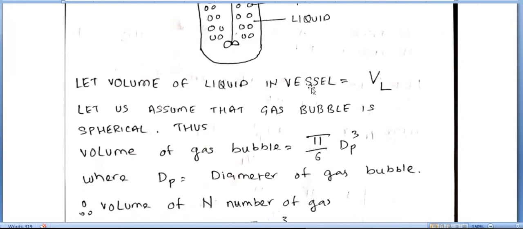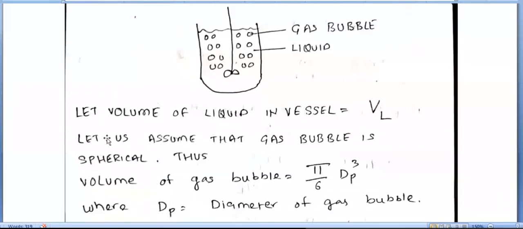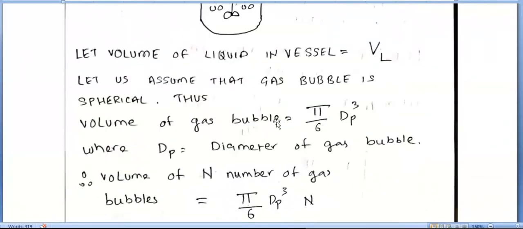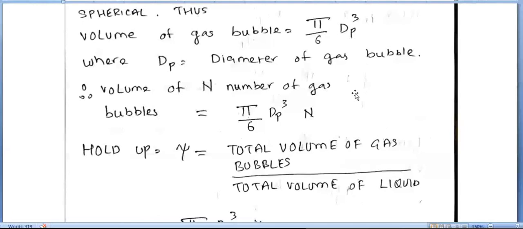Let the volume of the liquid be VL. So the entire liquid which is present here is VL. Let us assume that the gas bubble is a sphere. Thus, the volume of the gas bubble is 4 by 3 pi r cube, which becomes pi by 6 dp raised to 3, where dp is the diameter of the gas bubble. Very good. This is the formula for volume of a gas bubble. That is one gas bubble, but there are n number of gas bubbles. So hence the volume of n number of gas bubbles is simply n multiplied by the volume of each bubble.